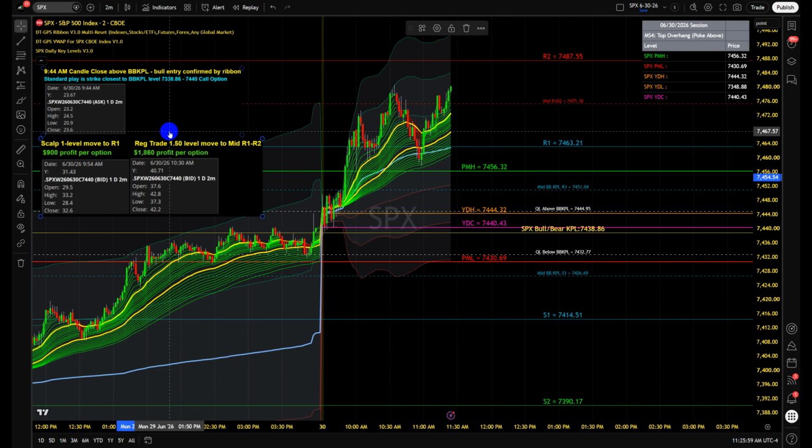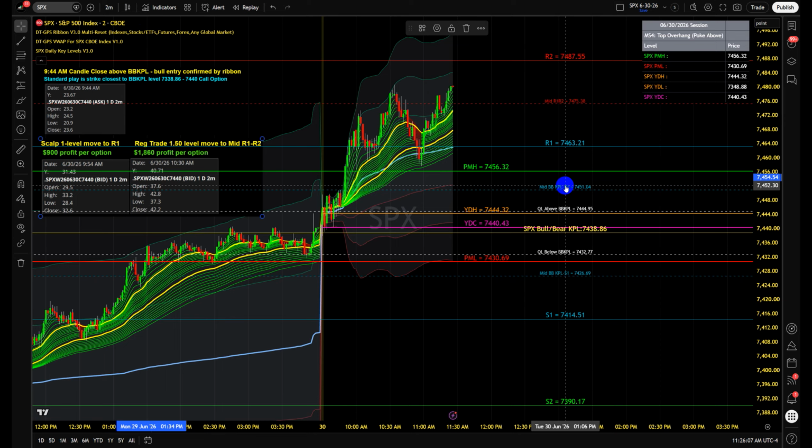Okay, so here again we have the candle close on the 9:44 a.m. candle. We're on a 2-minute chart. You can use either a 1-minute, 2-minute, 3-minute, or 5-minute chart with this strategy. In either case, you're still looking for candle closes above or below a main key level or a contextual level. The contextual levels are the pre-market high, the PMH, the PML, pre-market low, YDH, yesterday's daily high, YDL, yesterday's daily low, and YDC, yesterday's daily close.